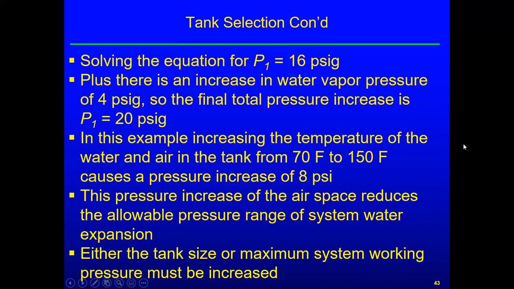Well, let's say that your max pressure is 30. That's a common number. So all of a sudden your allowable increase, instead of being 18, which is 30 minus 12, it's going to be 10. So your allowable pressure increase has dropped almost 50%. And so that tank's going to have to get considerably larger if you let this water get hot inside the tank. Okay. So this pressure increase of the airspace reduces the allowable pressure range for system water expansion. So either the tank size or maximum system working pressure must be increased.